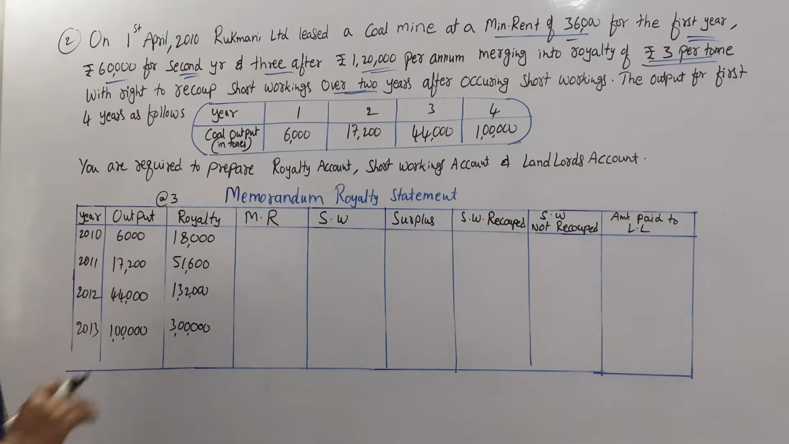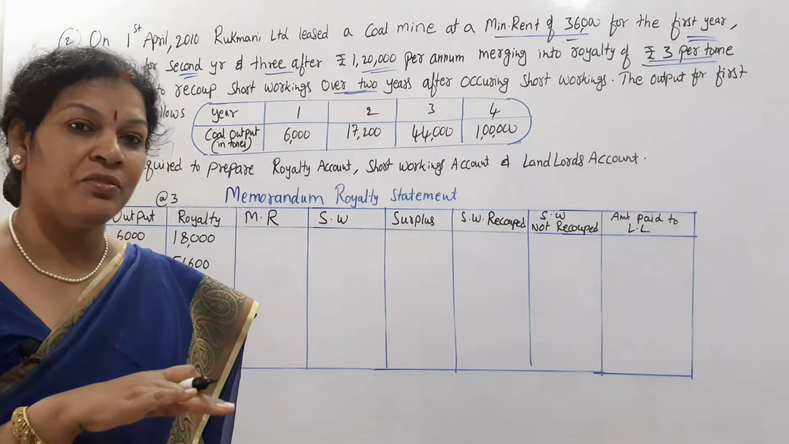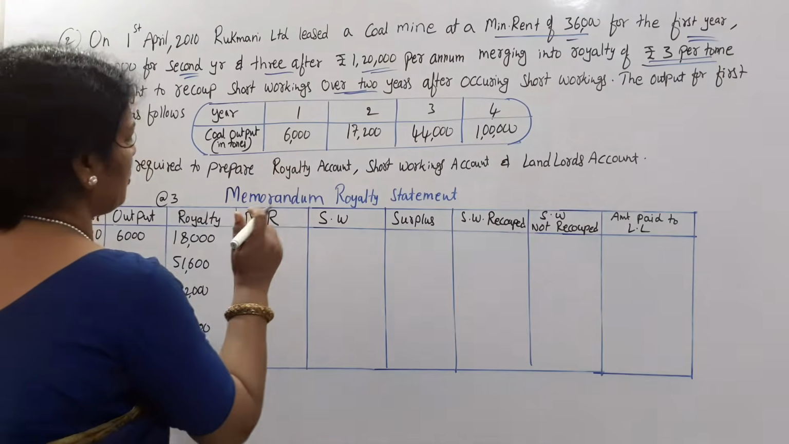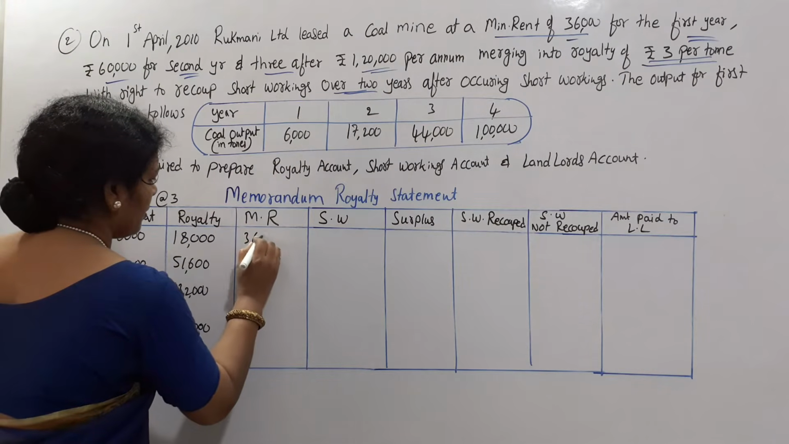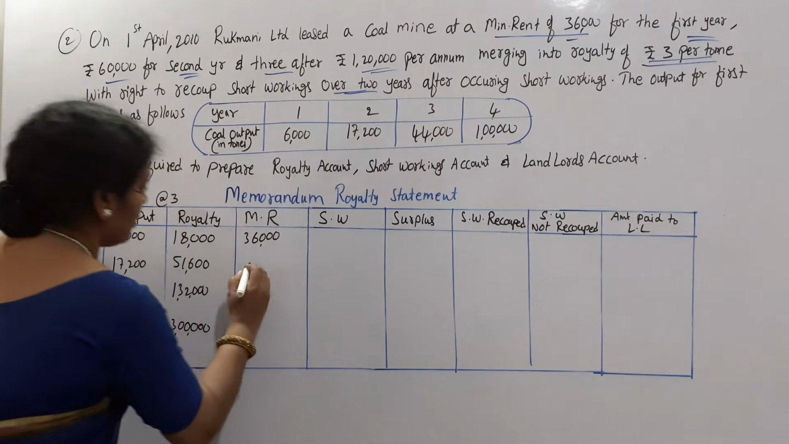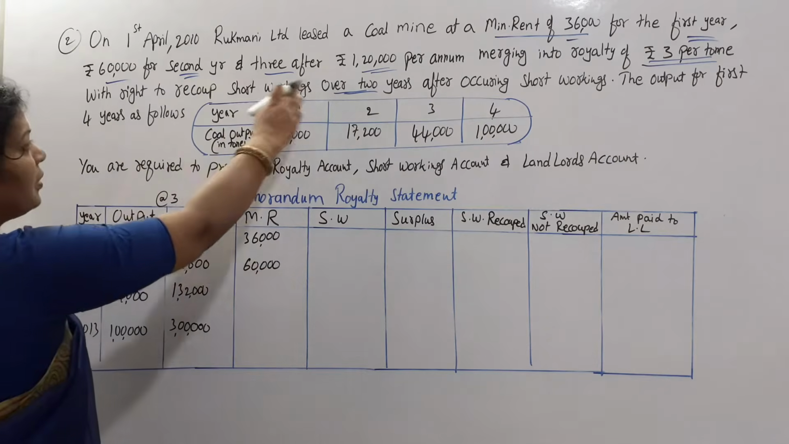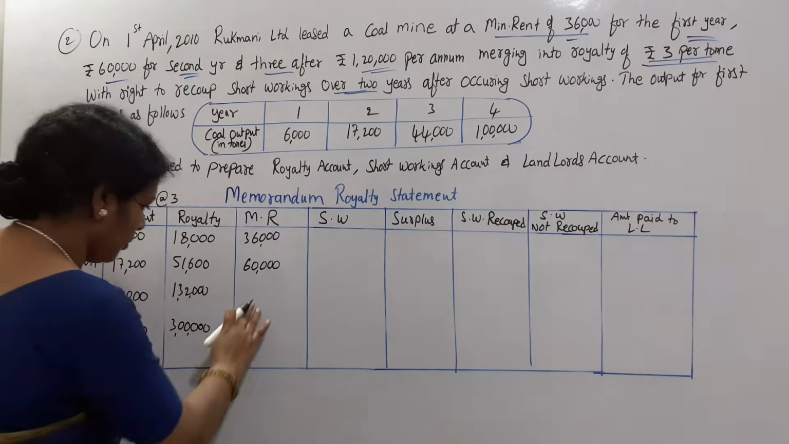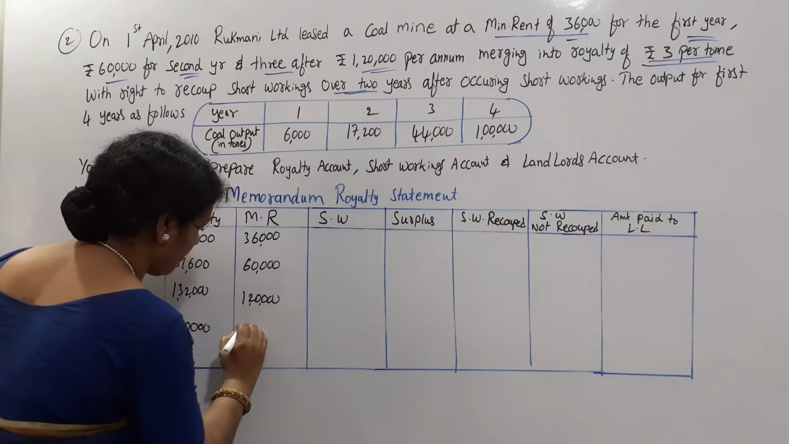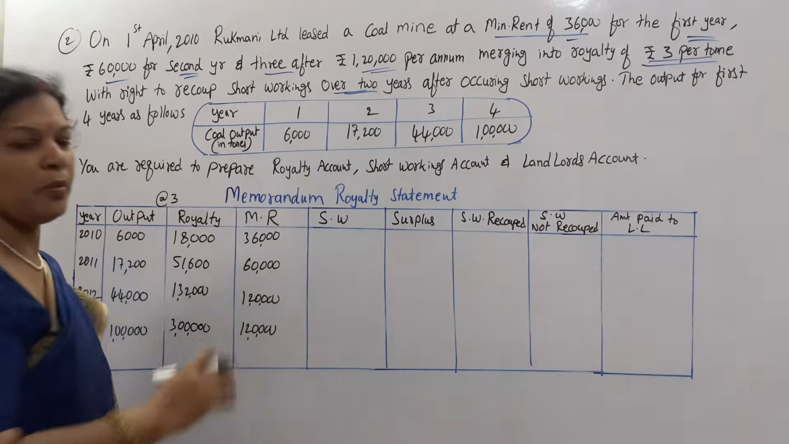The minimum rent is how much? It is changing, flexible. In the previous problem it was fixed. Now it is changing, but it doesn't matter. First year minimum rent is 36,000, second year 60,000, and third year onwards 1,20,000, so both are 1,20,000. Up to here it is given in the problem.